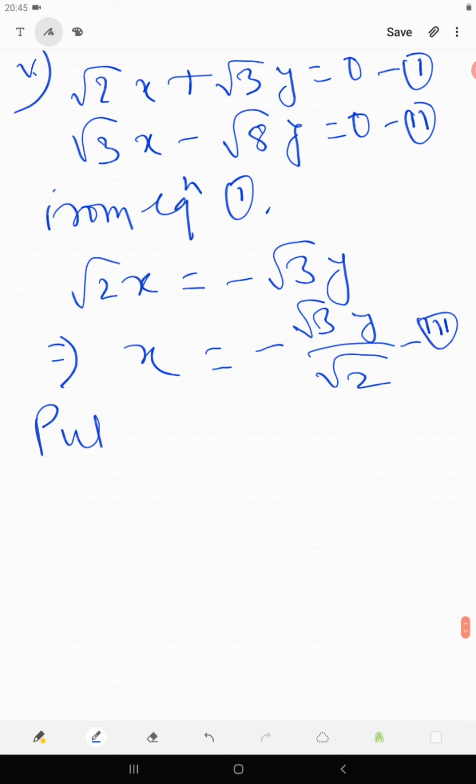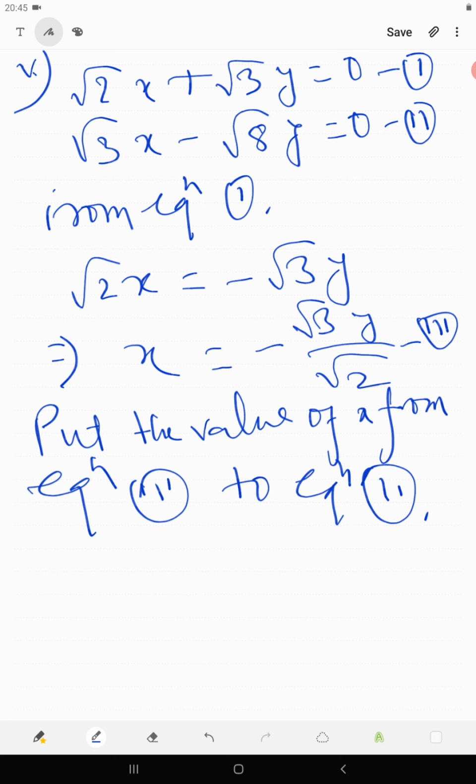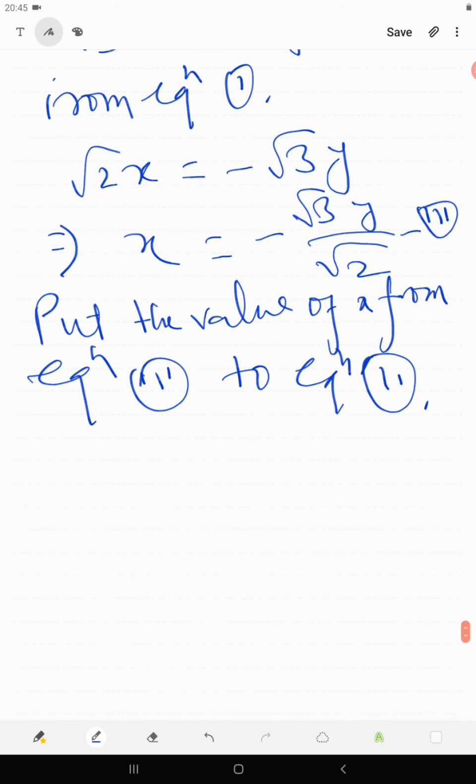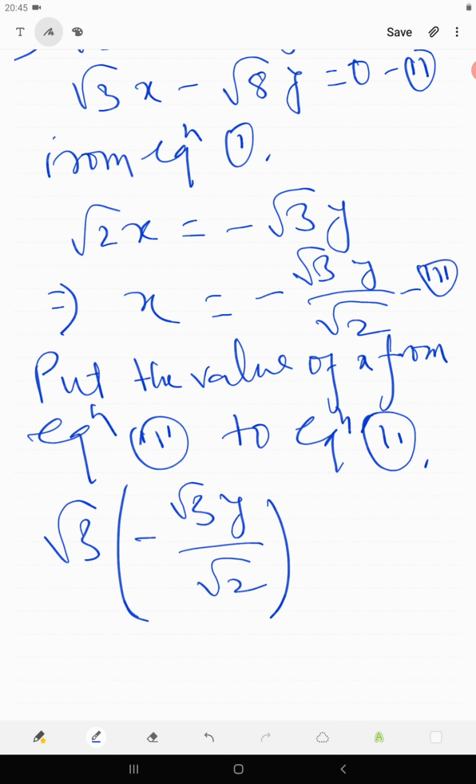Now put the value of x from equation 3 to equation 2. So we are putting the value of x, whatever we have in equation 3, in equation 2. So what we will get? Root 3 into minus of root 3y divided by root 2, then minus of root 8y equals to 0.